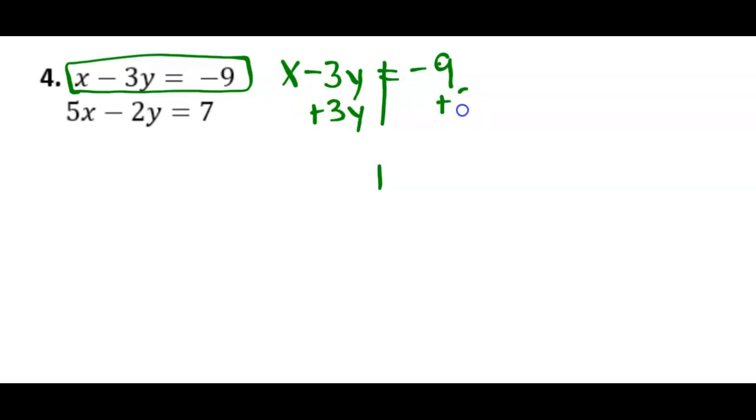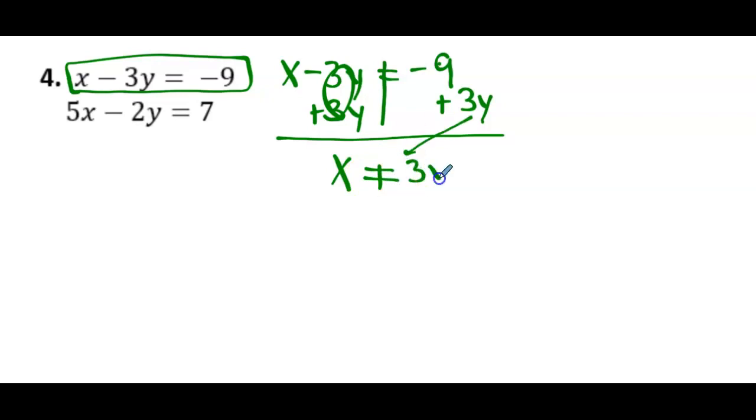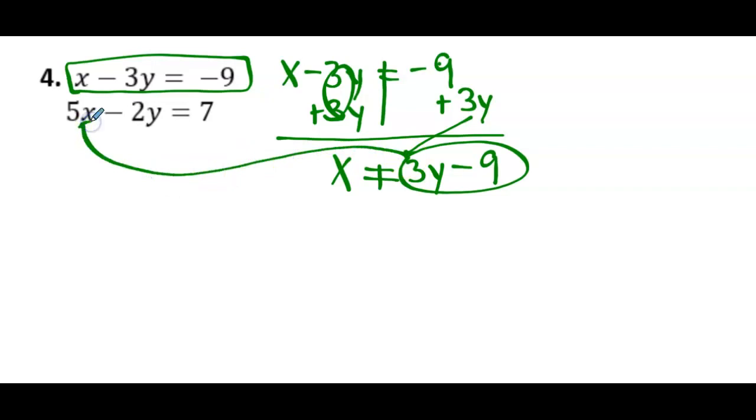Can I add the 3y and the negative 9 to each other? I can't. You're right. So this will zero out. I'll have x is equal to, now remember I want to put that 3y in front, 3y, and this is a minus 9, so negative 9. This is that literal equation where we solved for literal equations. Now I have x equals. And now I can substitute this into my second equation in for my x.